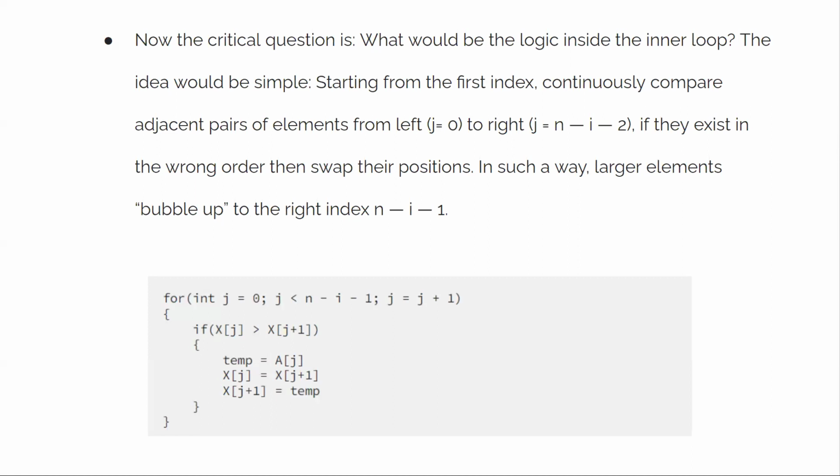Now the critical question is, what would be the logic inside the inner loop? The idea would be simple. Starting from the first index, continuously compare adjacent pairs of elements from left, j equal to 0, to right, j equal to n minus i minus 2. If they are in the wrong order, then swap their positions. In such a way, larger elements bubble up to the next right index, n minus i minus 1.